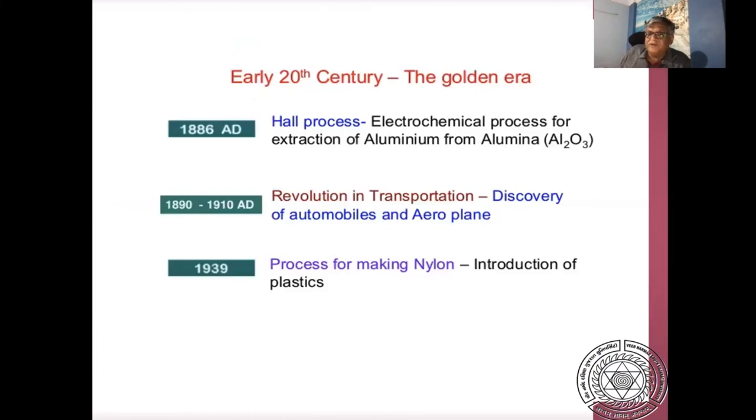Now we are looking at the 20th century. The 20th century is the golden era, because the whole process was introduced in 1886 AD. Between 1890 and 1910, there was a revolution in transportation. The automobile was developed on a larger scale. The design of the aeroplane was also proposed in this period.